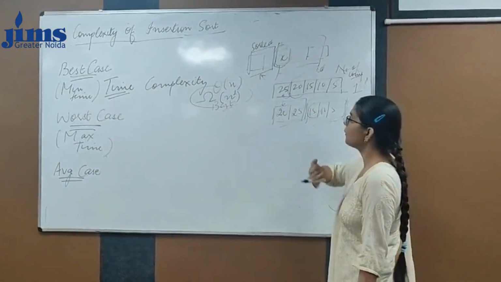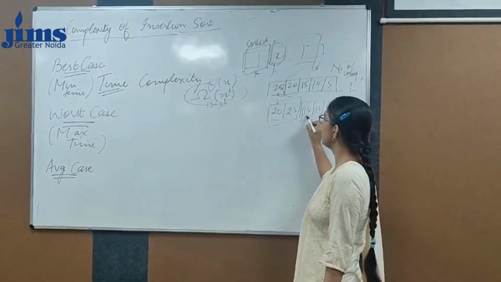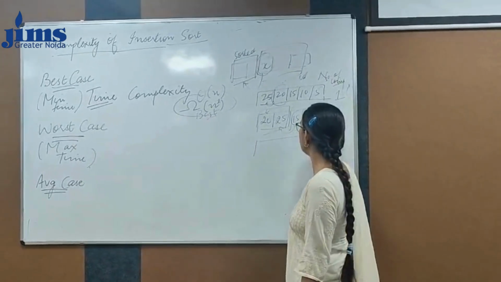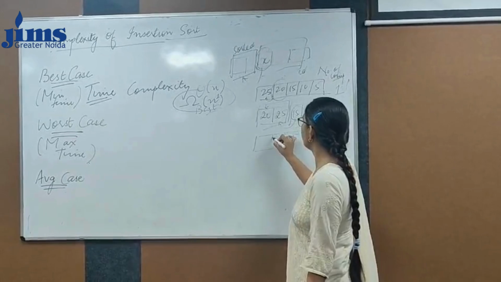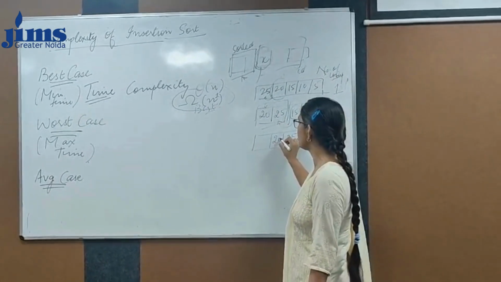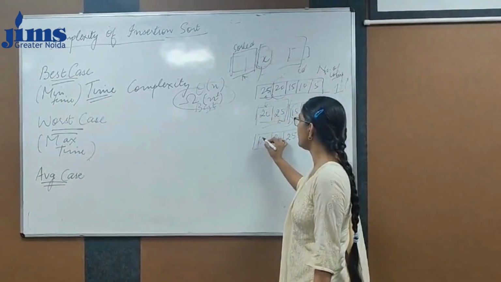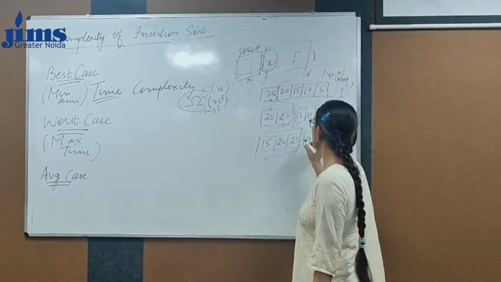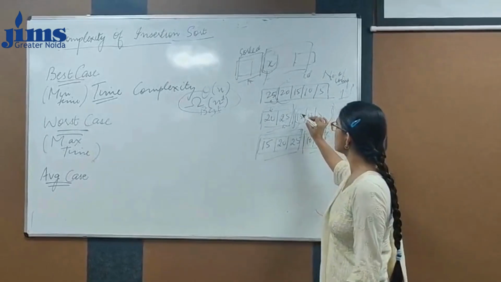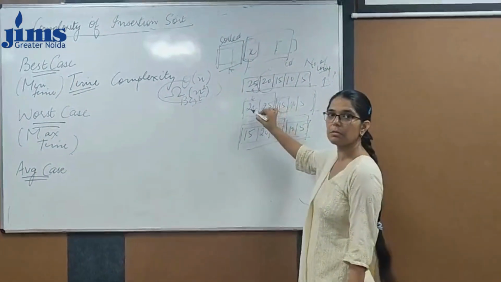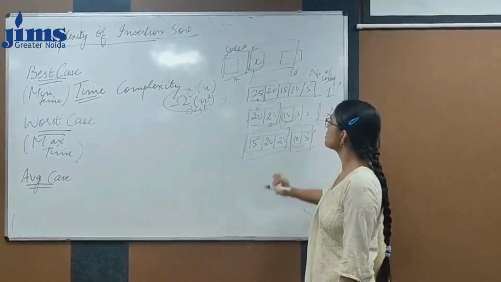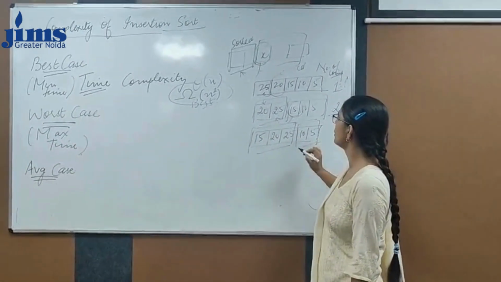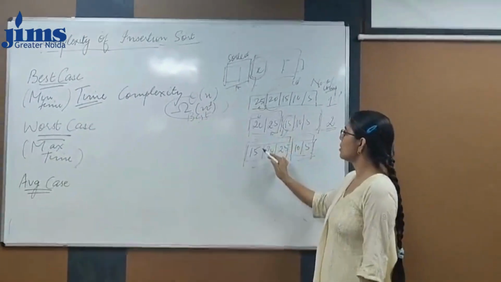Now is the turn of 15 to get inserted. 15 will be compared with 25. Since 25 is greater than 15, 25 will be shifted to the right. Then 15 will be compared with 20, and 20 will also be shifted to the right. Now on the left hand there is nothing to compare, so 15 will be inserted over here. This is the sorted portion now, and this is the unsorted portion. How many comparisons did 15 encounter? It was compared with 25 and 20, so 2 comparisons, and then got placed in the sorted sub-array.